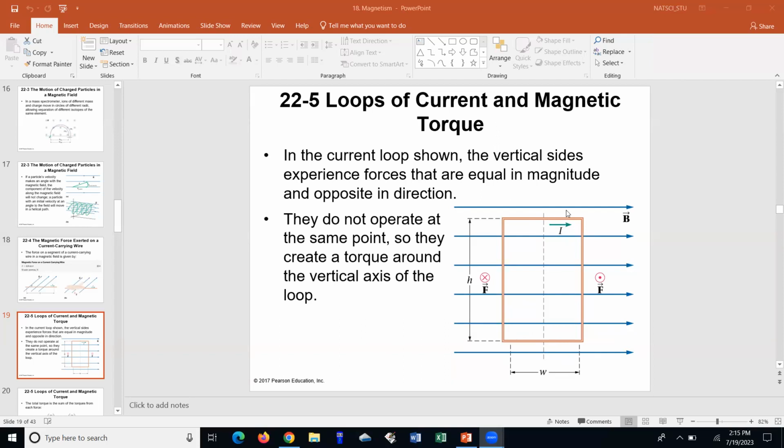Because it's parallel to the magnetic field. So if the angle is 0 degrees, then there is no force. So there is only force here and here.